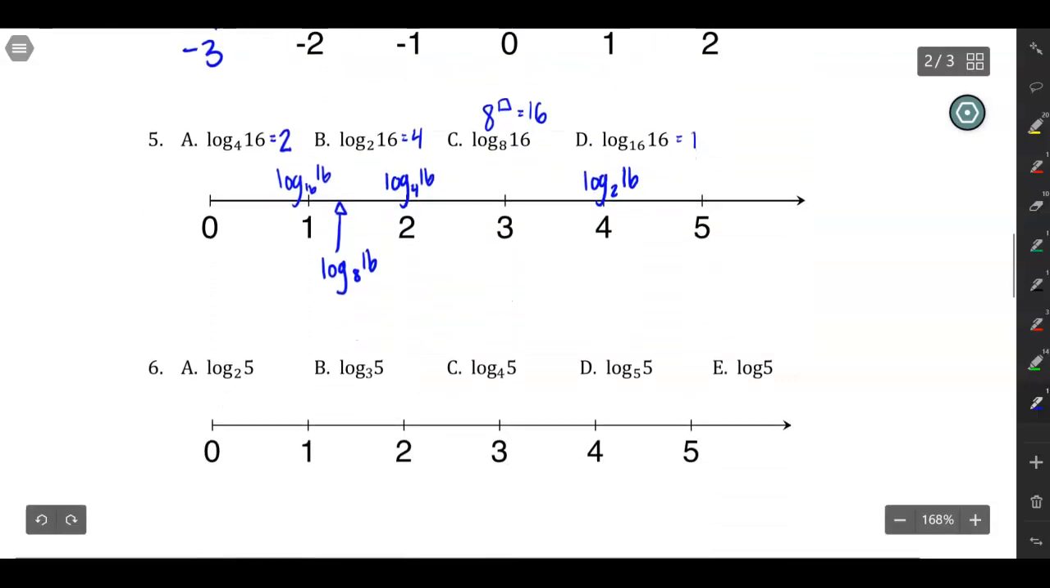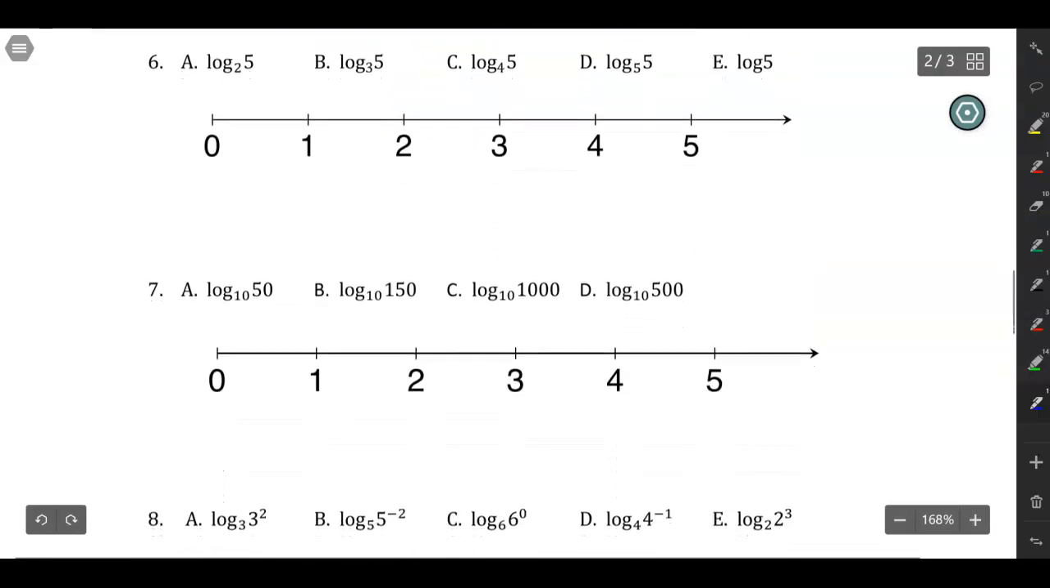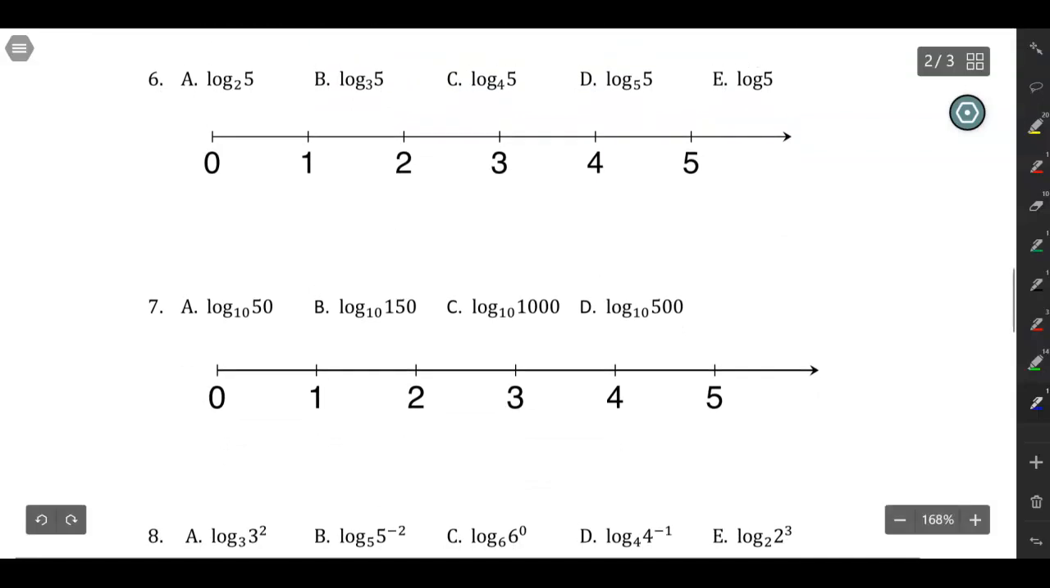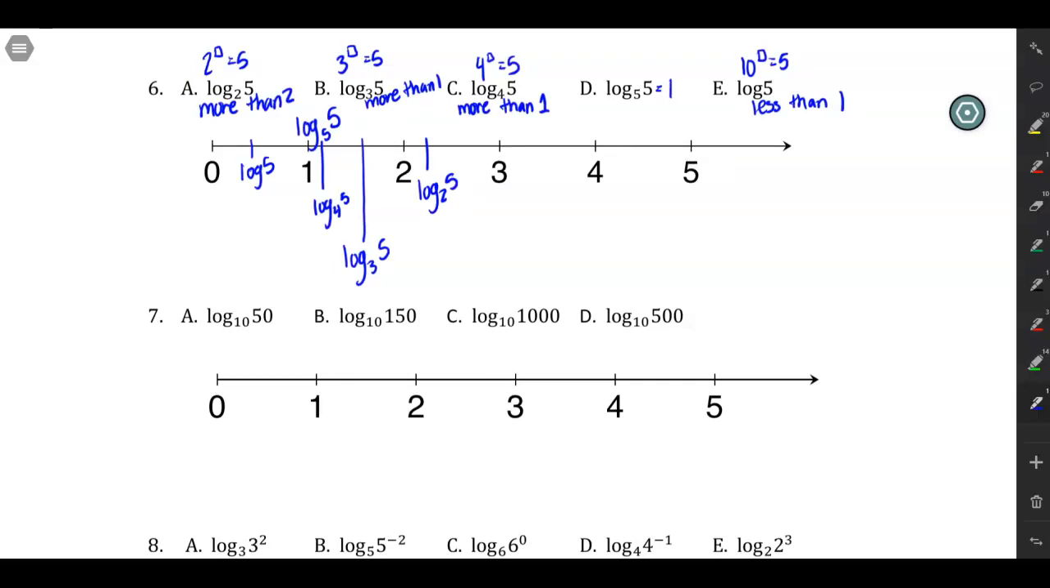Okay. I'm going to let you guys work through number 6. It's a similar idea where you are looking at the same argument, but I have different bases for all of them. So I'm going to go ahead and pause, fill them in, and then we will come back and look at them together. Okay, so this is the number line that I created.